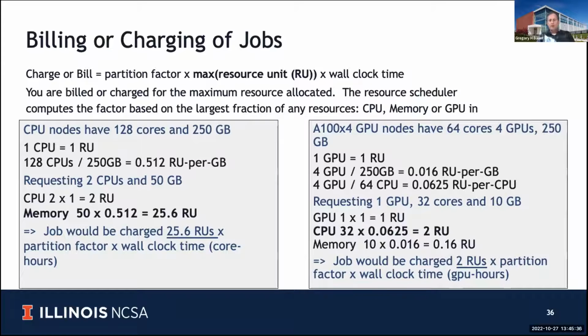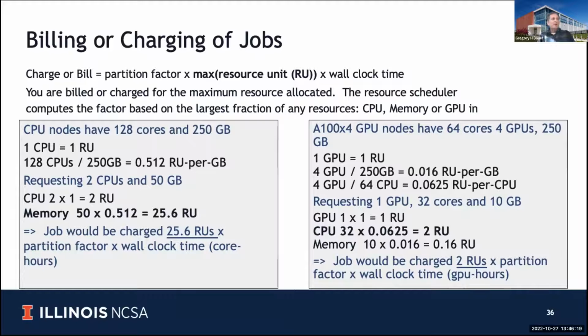And we have another example over here on the right-hand side where you ask for 1 GPU, but you ask for 32 cores. Let's say you have a problem where you also have a lot of threads that do a lot of computing to keep the GPU busy, but you only need 10 gigabytes of memory. So here, 1 GPU would be charged for 1 resource unit, but the 32 CPU cores on that GPU node would actually be responsible for 2 GPUs or 2 resource units. And the memory turns out to be a small amount and only contributes 0.16 resource units. So in the end, your Slurm billing would be based on the 2 GPUs or the 2 RUs for that job. And then you would have to factor in the partition charge, which we talked about a little bit earlier, and the amount of wall clock time.